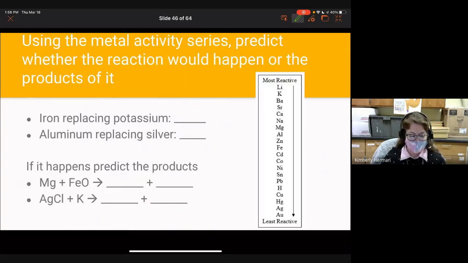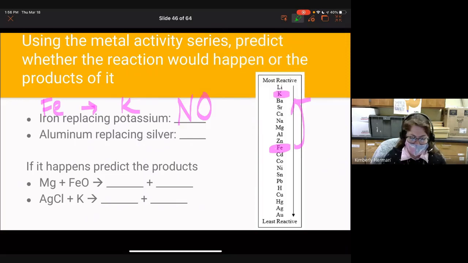Okay, now we're using our metal activity series. So we have Fe replacing potassium. So we find potassium, we find Fe, and then whatever comes first. Can Fe go up and replace potassium? That is a big no.